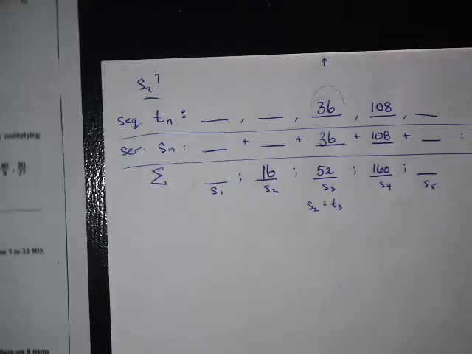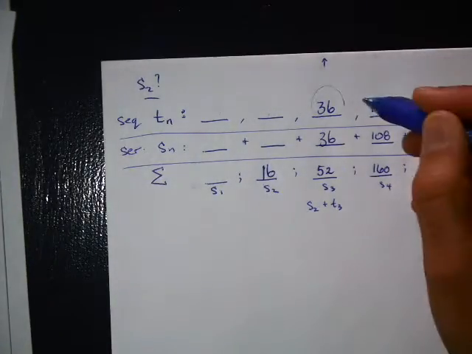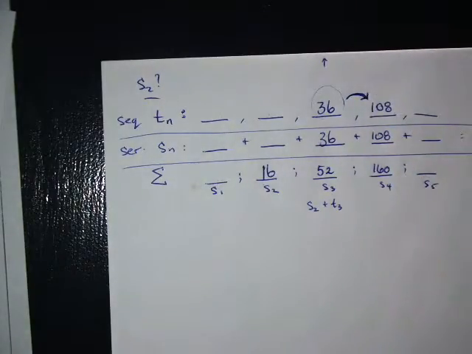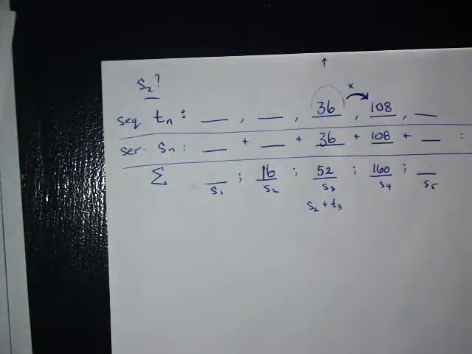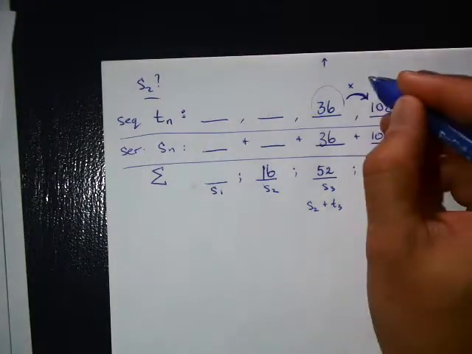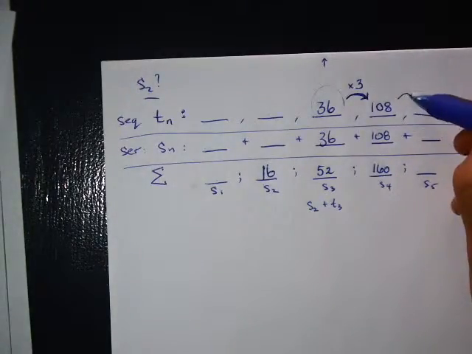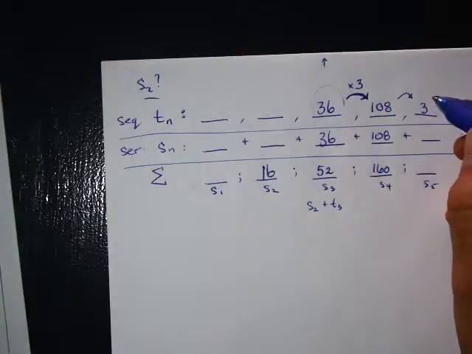Okay. Let's take a look at 36 and 108. Can we find what's happening between these two? How do we move from 36 to 108? What's R? What are we multiplying by? Can we have whole number 3? So we know that R is 3. Can we then find out what that next term is going to be? Can we multiply 108 by 3? Is it 324?